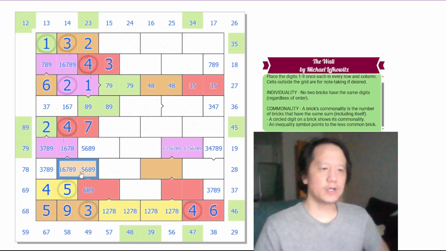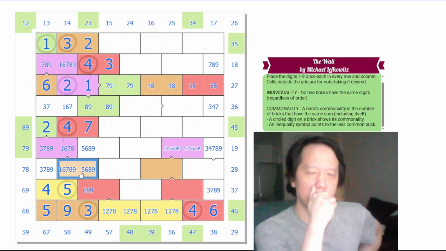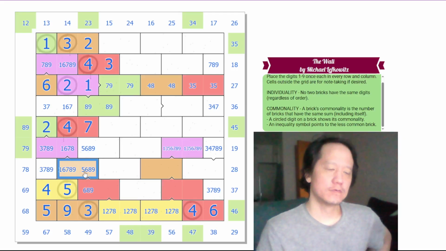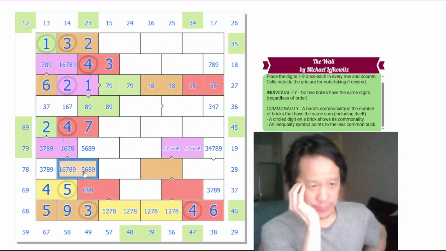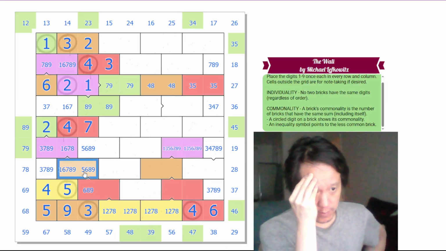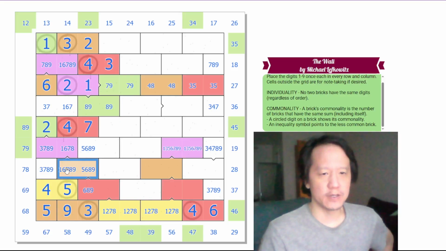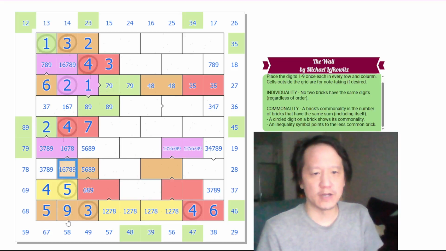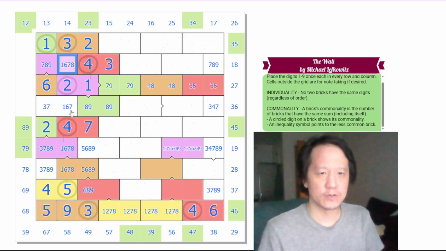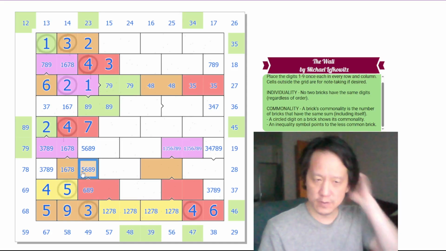This is 3 commonality. 1, 5 is allowed. And then the rest are 5 through 9. So it could be 5. Okay, so 9 also cannot be here. Actually, we can't have a 9 because we already have a 9 in the column. So that can't be 9 anyways.